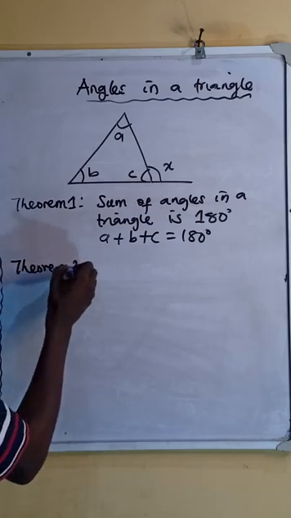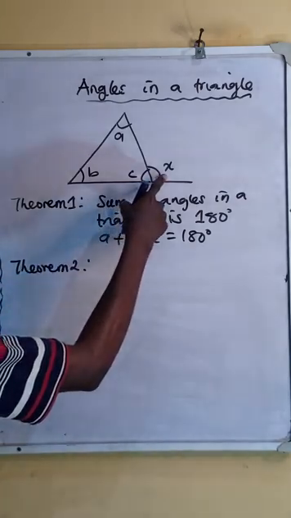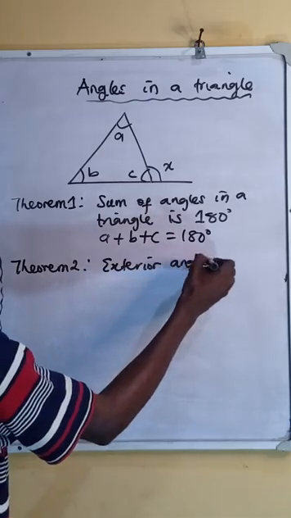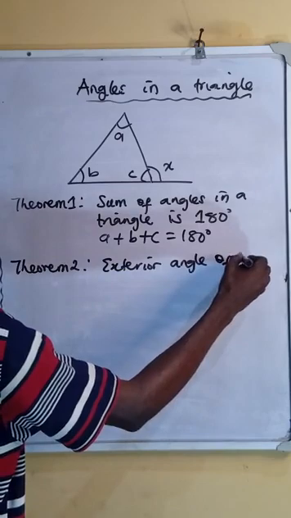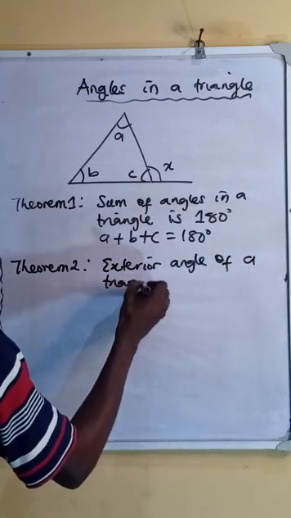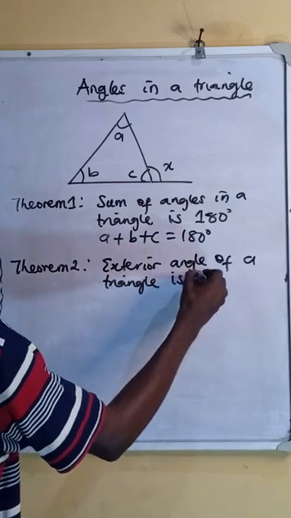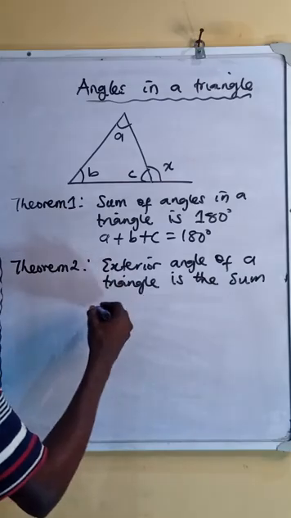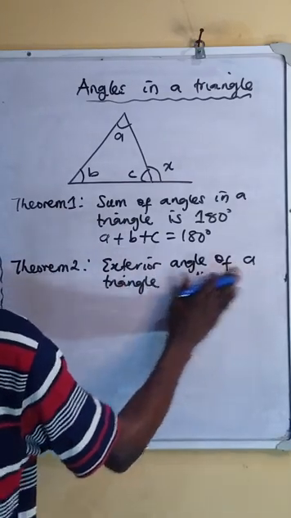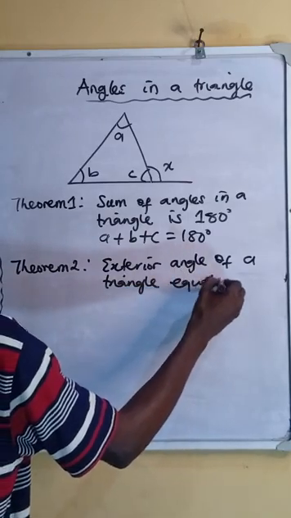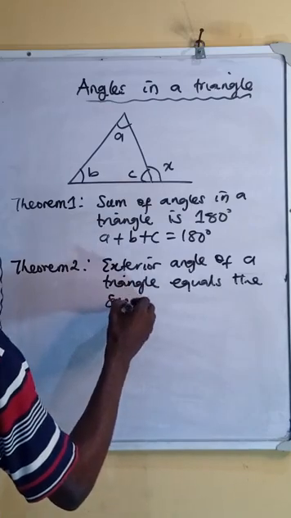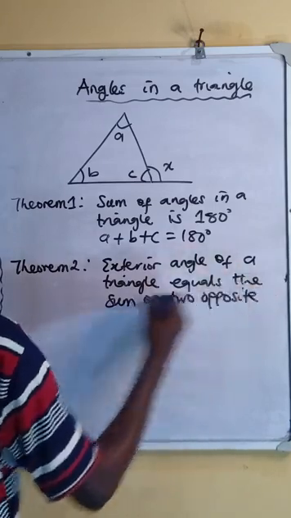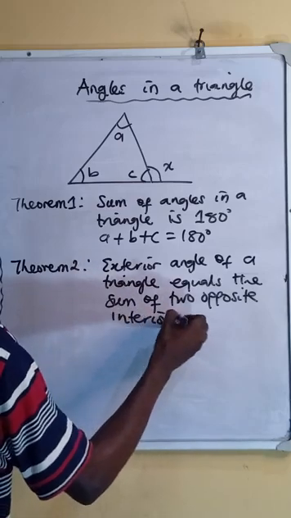So the next one is the second theorem. The second theorem says the exterior angle of a triangle equals the sum of the two opposite interior angles.